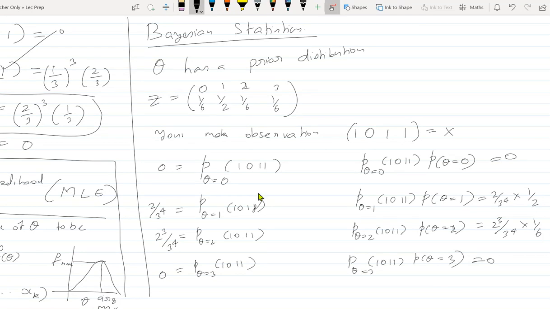Sir, this calculation for the theta that has a prior distribution, does it come from Bayes rule? Yeah, this is actually Bayes rule. This is the probability of x equal to 1011 and theta equal to 3. We are expanding it by Bayes rule: probability of x equal to 1011 given theta equal to 3 into probability of theta equal to 3. Yes, you are absolutely right.